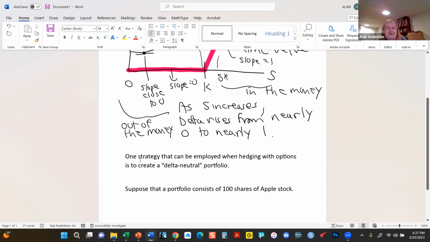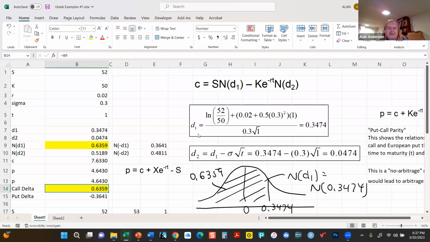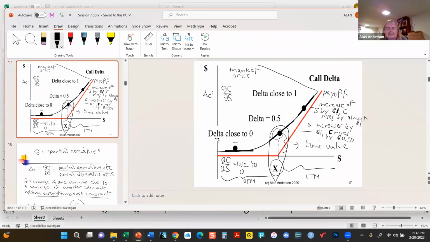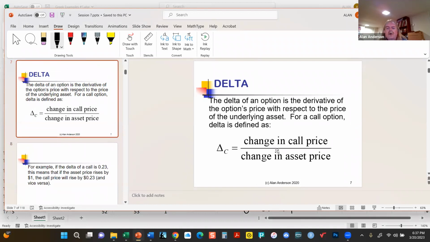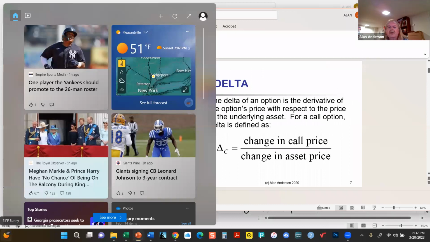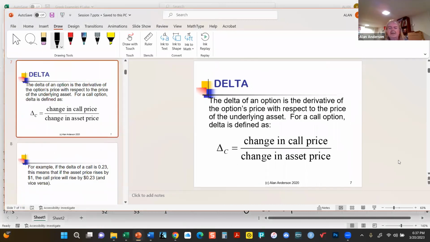Now, what's interesting here is that if you look at the way delta is defined, let's see where it is listed here as the change in the call price divided by the change in the asset price. A more formal way of writing this in mathematics is to do this, but it means the same thing. Now, you may have seen these symbols before, maybe not. This is math for the partial derivative of C with respect to S.